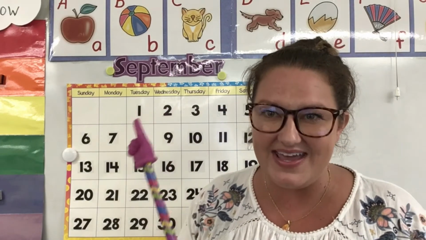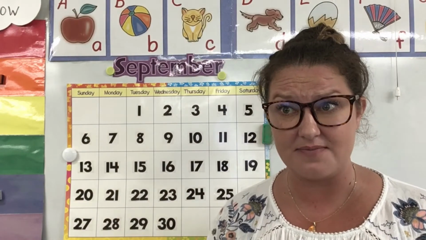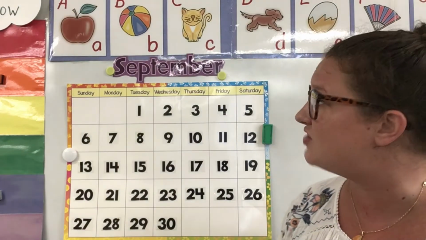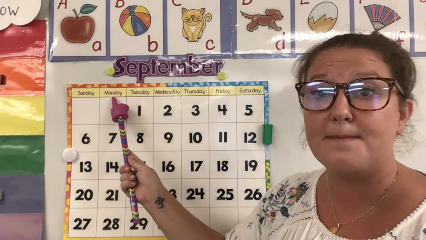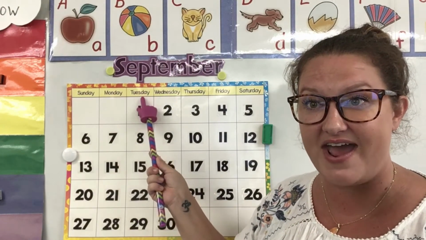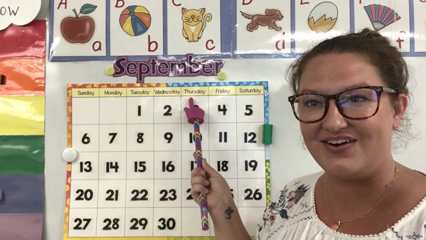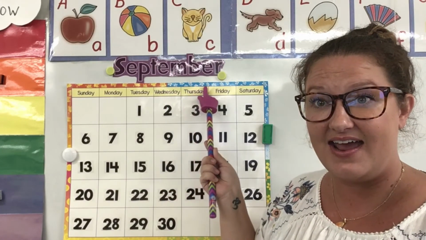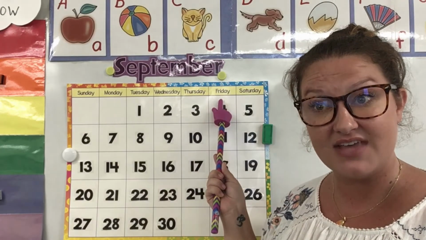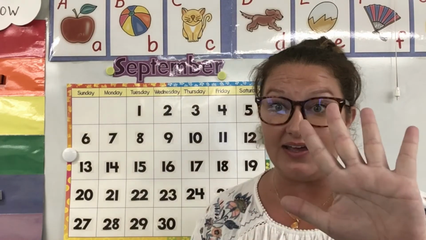Our school week is a little bit different than all the days of the week. So our school week starts on Monday. And then we go Tuesday, Wednesday, Thursday, and Friday. So we are in school usually for 5 days of the week.